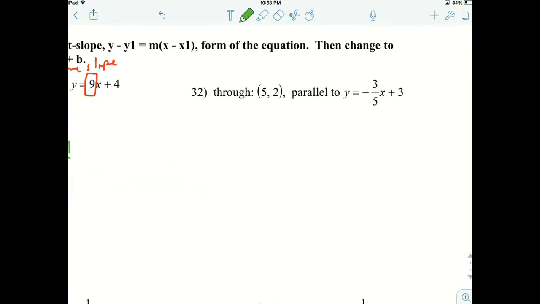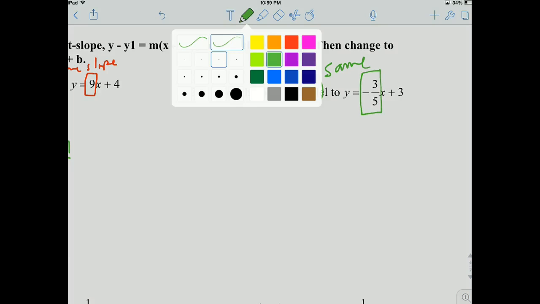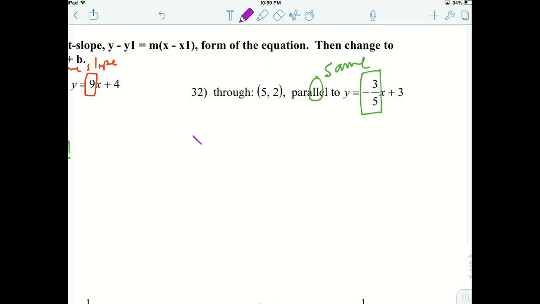Go to the next one here. We are again parallel to something, which means same slope, which means our slope for this line is going to be -3/5. So let's write out our y minus y1 of 2 equals our slope, -3/5, times x minus our x1, which is 5.